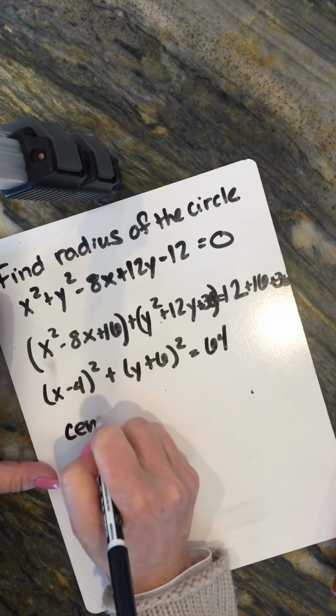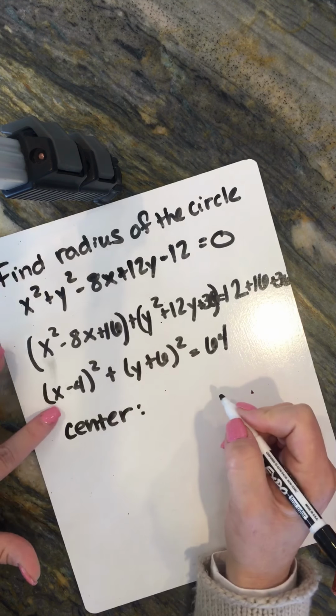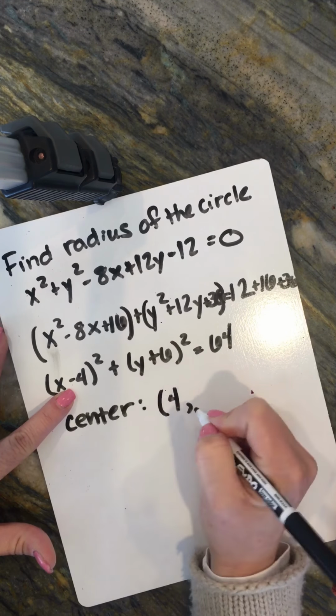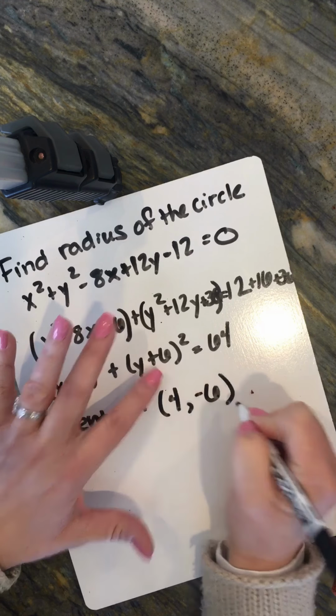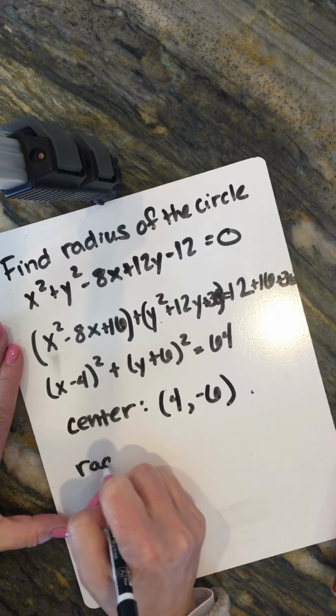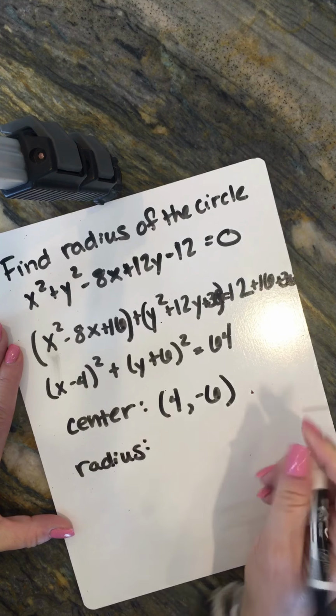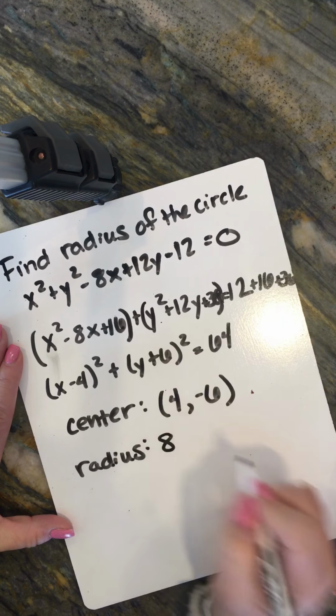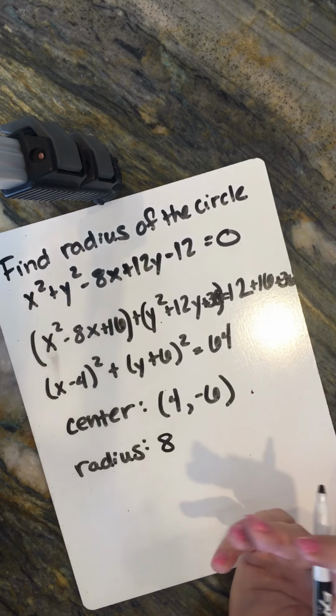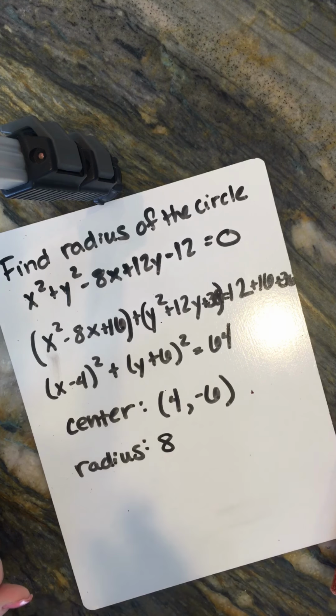So the center is located at h, k. h is 4, k is -6. And our radius, let's just for kicks talk about the radius. The radius is going to be 8. So there you are. Circles, enjoy.